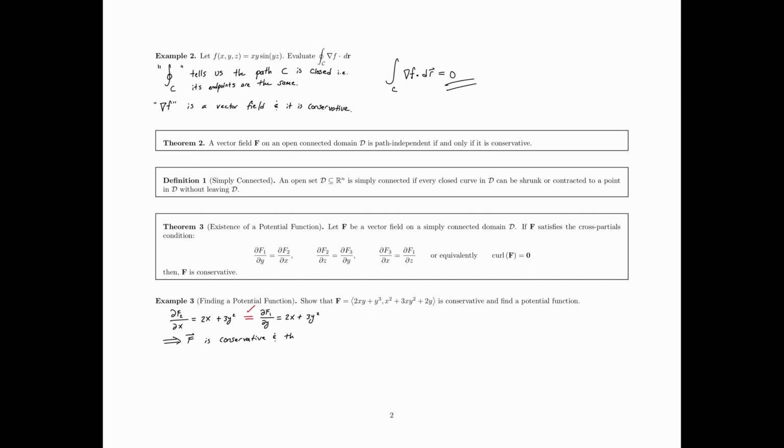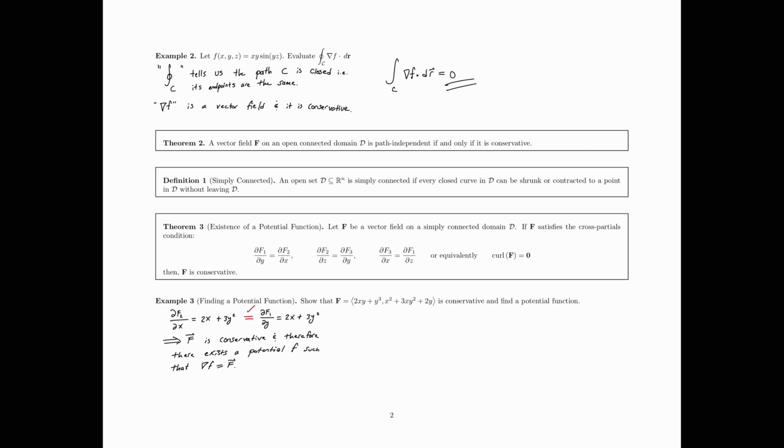And therefore, there exists a potential f such that the gradient of little f equals big F. So that's the first part.